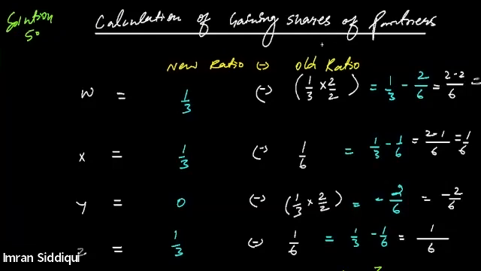And I'll do the same thing for Y as well. 1 by 3 into 2 by 2. So just to make the denominator equal for all the partners. This way we will get the old profit sharing ratio of all the partners as 2 by 6, 1 by 6, 2 by 6, 1 by 6, right? And to determine the gaining ratio, we will have to subtract the old ratio out of the new ratio. The new ratio is 1 by 3, old ratio was 2 by 6.